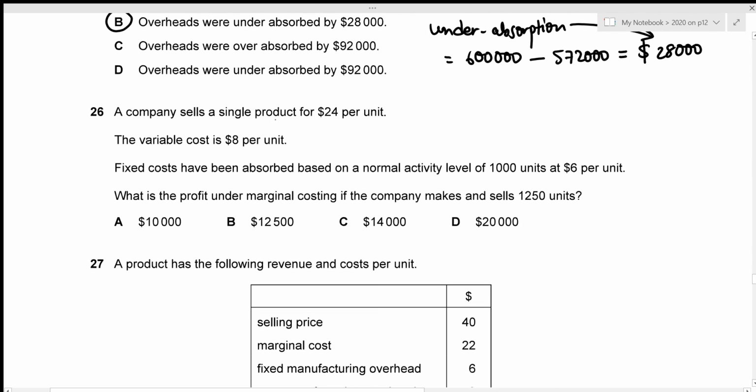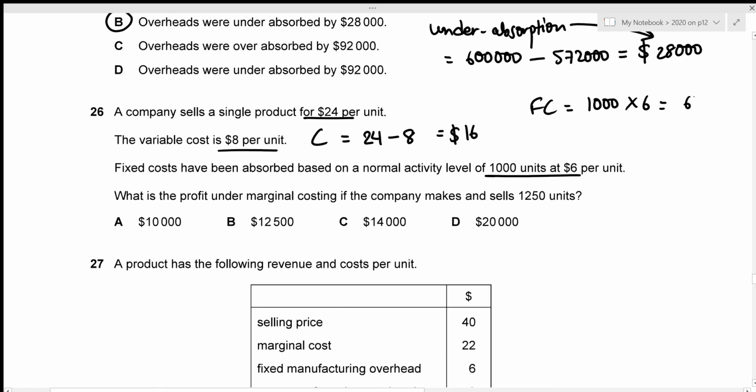A company sells a single product for 24 per unit. The variable cost is 8 per unit. Let's figure out the contribution. That is just going to be the difference between selling price and our variable cost, which gives the contribution per unit to be 16. Then fixed costs have been absorbed based on a normal activity level of 1000 units at 6 per unit, which means that our fixed cost is just going to be 1000 times 6, which results in 6000.